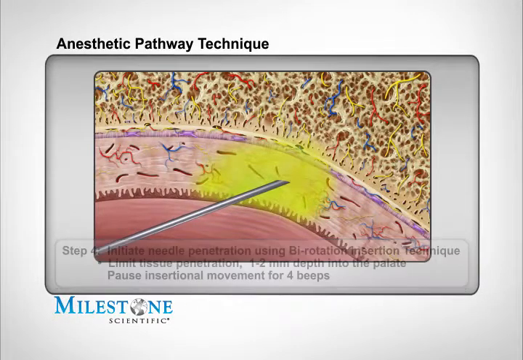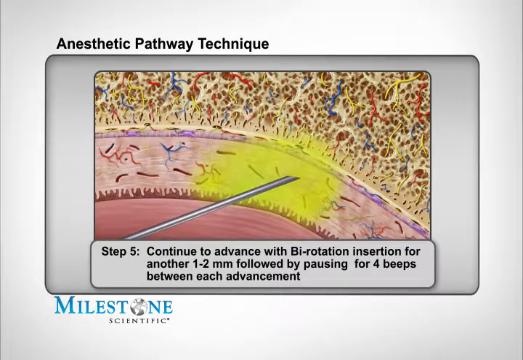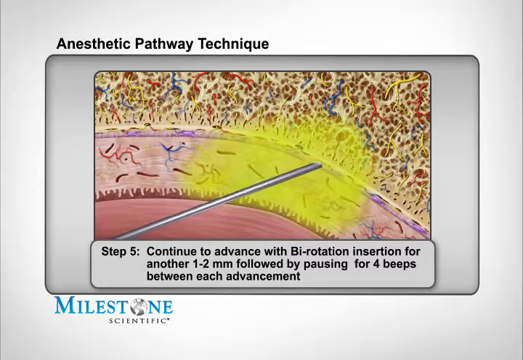Step 5. Continue to very slowly penetrate the palatal tissue with a gentle back and forth rotational movement while simultaneously advancing another 1 to 2 millimeters before pausing once again. It should take anywhere between 8 to 10 seconds to reach bone, depending on the thickness of the palatal tissue.